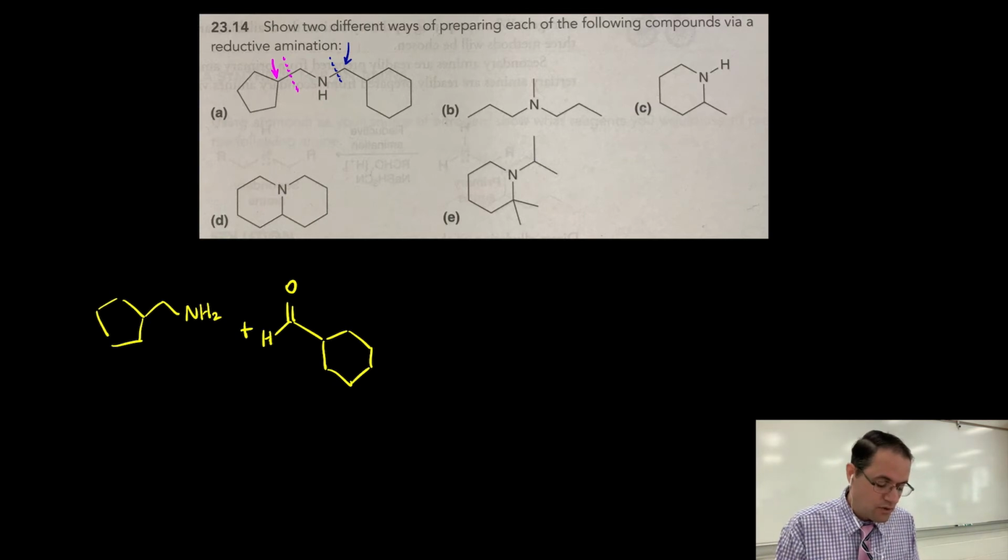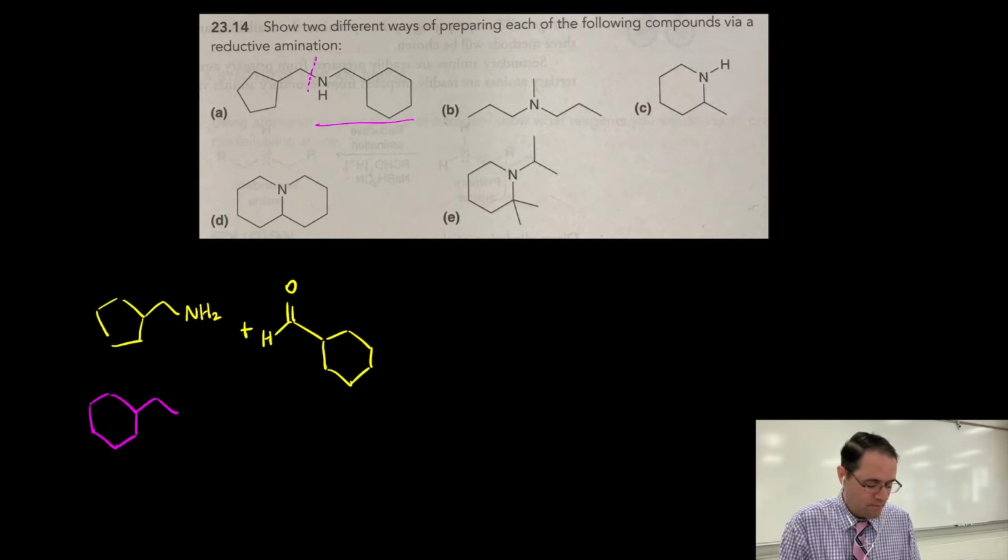I'm sorry, I didn't even draw the bond correctly. So let me delete this whole thing. So here's the bond we're talking about. The nitrogen-carbon bond is the one we want to create. So this would be my amine on the right-hand side. So let me jot that down here. I'm just going to flip it around a little bit. Okay.